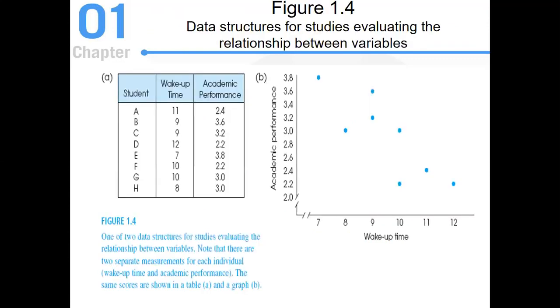So here's an example of some data for a correlational study. Over here, we have a bunch of different students that have been measured in terms of their wake-up time each morning and their GPA.